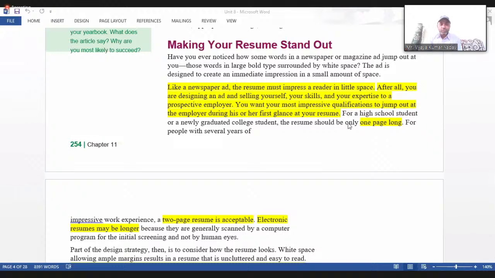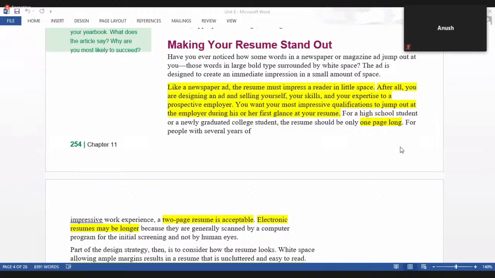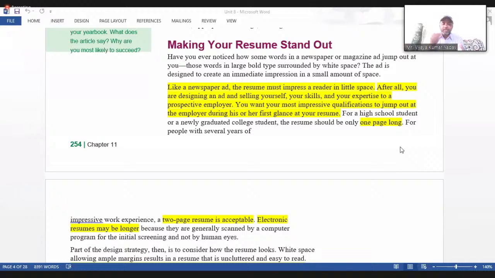So for a high school student or a newly graduated college student, the resume should be only 1 page. That is, if you people are preparing a resume, it will be only 1 page, because you haven't worked anywhere yet, and you are still fresh. Okay, so you will mention your previous educational qualifications. You don't have any experience. So whatever resume you people write, that will be 1 page long.